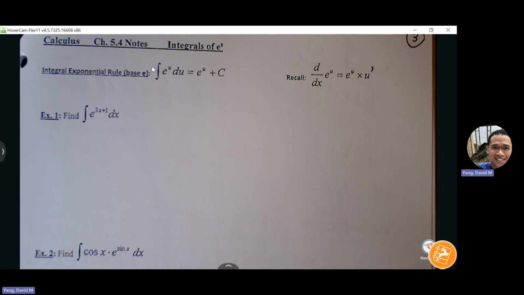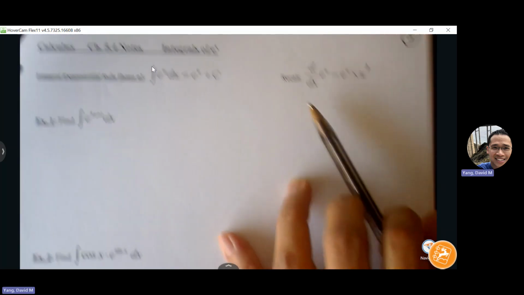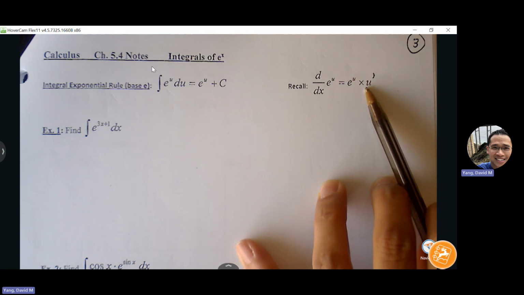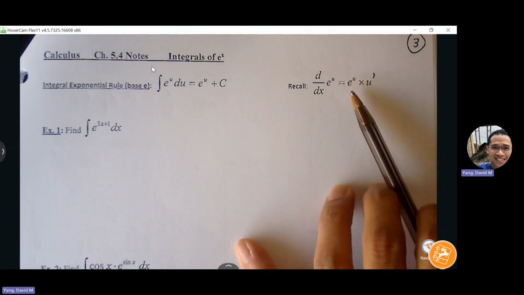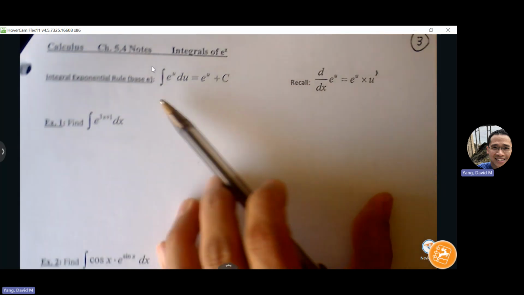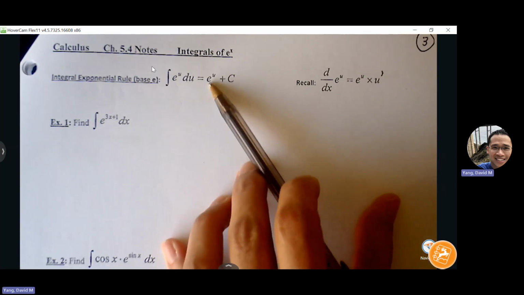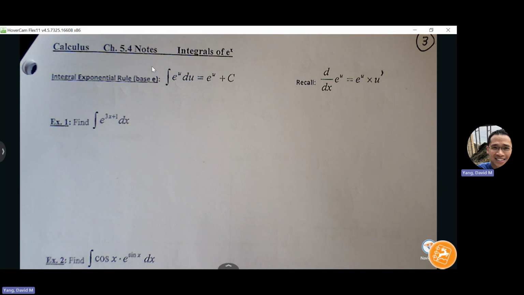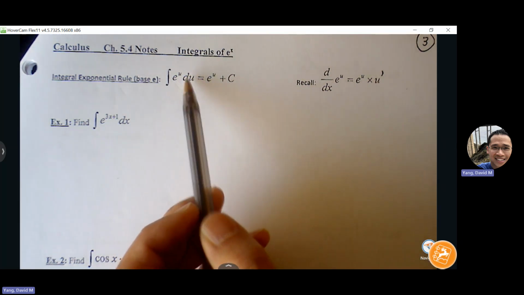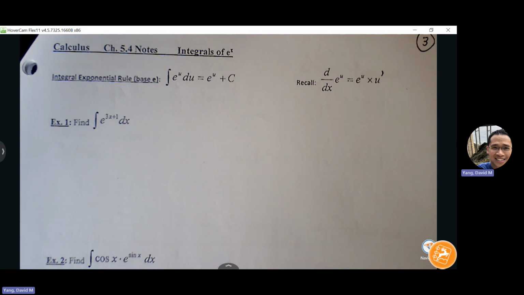So if we recall from first semester, the derivative of e to the u is e to the u times u prime, right? So it stands to reason that if I want to take the antiderivative of e to the u, then the integral of e to the u will bring me back to e to the u. Right? So there's my rule here. Because the derivative of e is the same as the original function, the integral is also the same. The only thing we've got to keep track of is that if there's a u value, then the u value could produce something that we've got to make sure we keep track of.